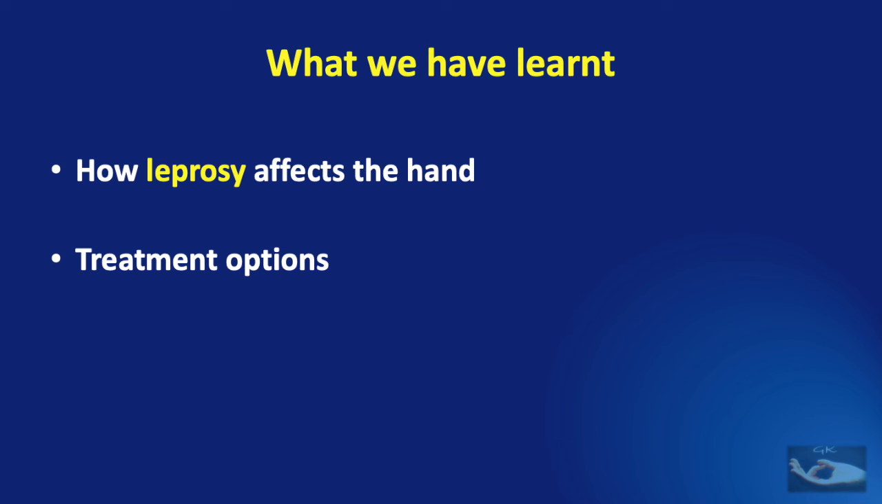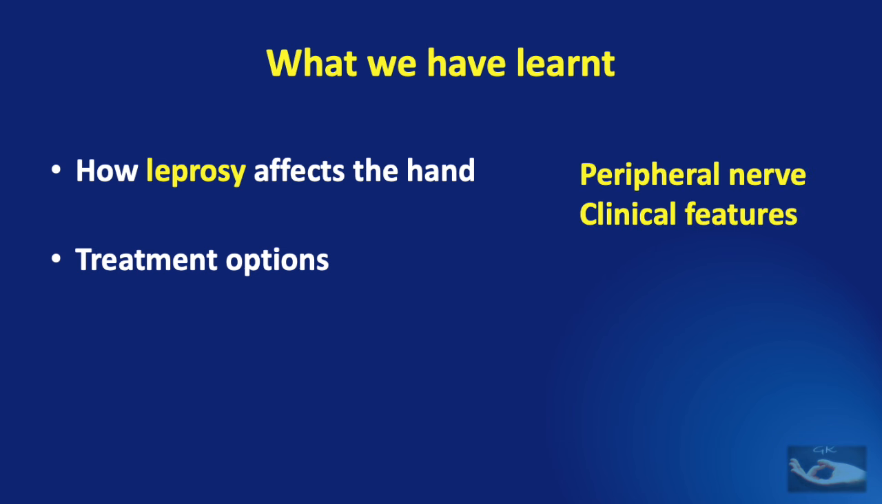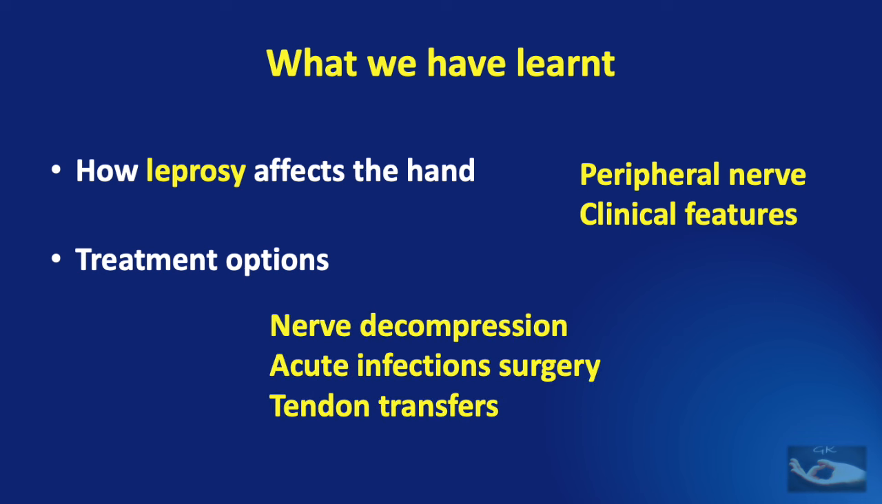So in this video we have seen how leprosy affects the hand by involving the peripheral nerves, and also we have seen the clinical features of leprosy. And in the treatment options we have seen the procedures of nerve decompression, acute infection surgery, and timing for tendon transfers. I hope you enjoyed the video.